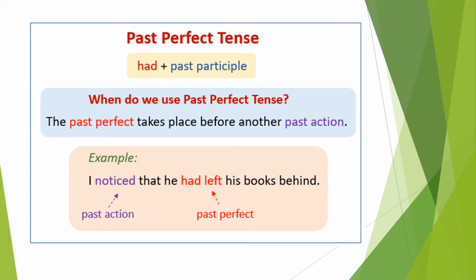So when do we use the past perfect tense? The past perfect tense takes place before another past action. So I noticed here is the past action, that he had left his books behind. So the word left here is the past perfect. How do we know? Because it's next to the verb had. So remember, the past perfect is always with the verb had.